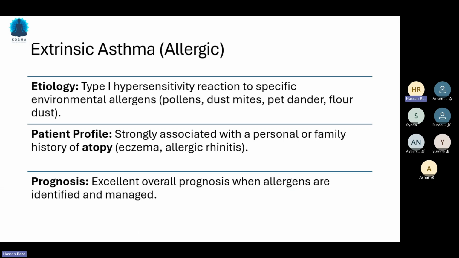This is something I have already discussed: if you discuss extrinsic asthma, it is allergic in nature. It is a type 1 hypersensitivity, and I have told you we will discuss this in detail. And if you take a history, the patients will report some kind of family history of allergic reactions like eczema, rhinitis, etc.